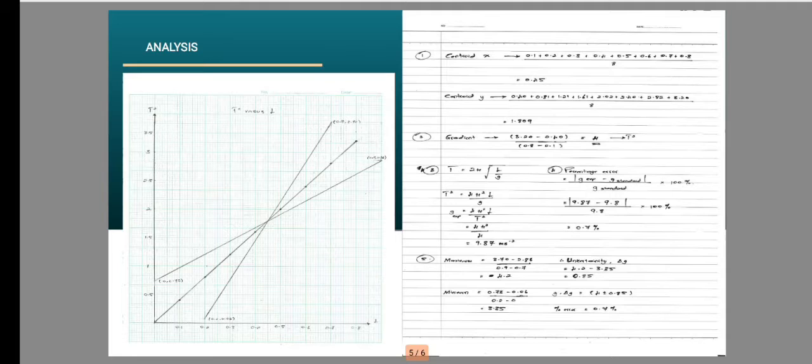Okay, the second one, we want to find the gradient, with the formula of y2 minus y1 divided by x2 minus x1, and we get the value of the gradient is 4. Basically, in the graph, the gradient is representing the T squared value, so it is useful for the next step, step 3, which is we want to find the g experiment.